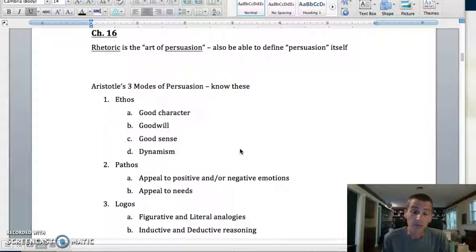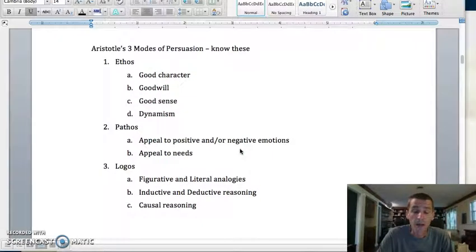Also be able to define persuasion itself. So what is persuasion? Persuasion is a symbolic process in which a communicator creates a message in an attempt to convince others to change their attitudes or behaviors. So once again, persuasion is a symbolic process in which a communicator creates a message in an attempt to convince others to change their attitudes or behaviors.